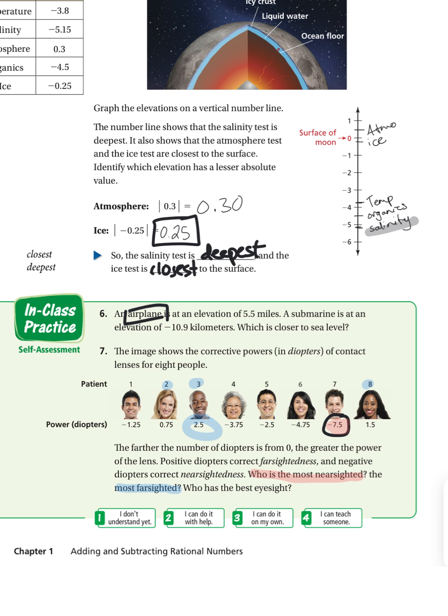And who has the best eyesight? That one's going to be closest to 0. Best eyesight is going to be closest to 0. The only one that even starts with a 0 is this number 2. So she has the best eyesight.